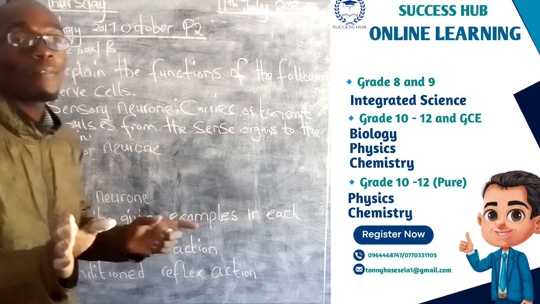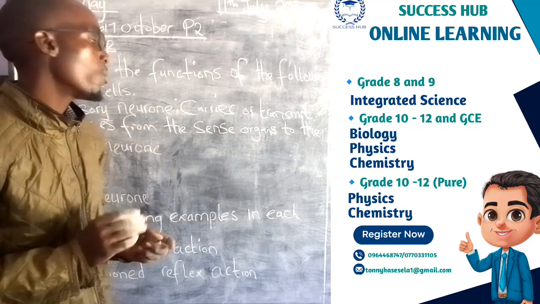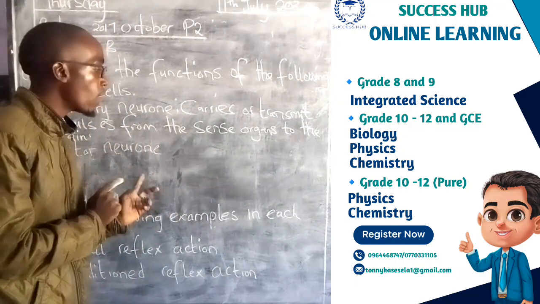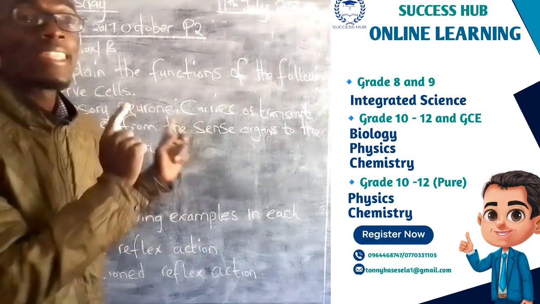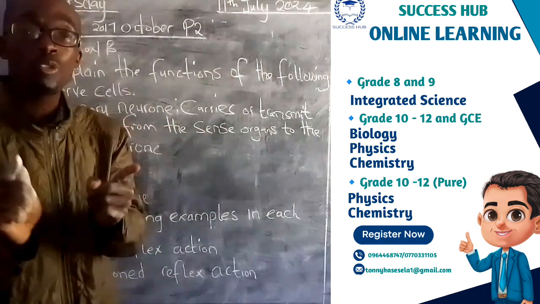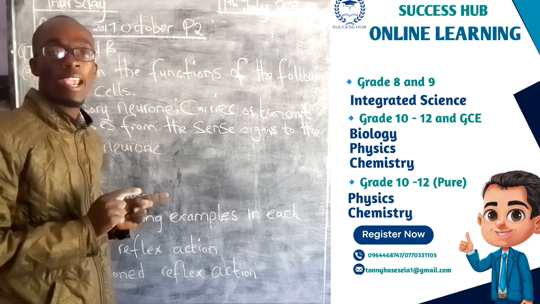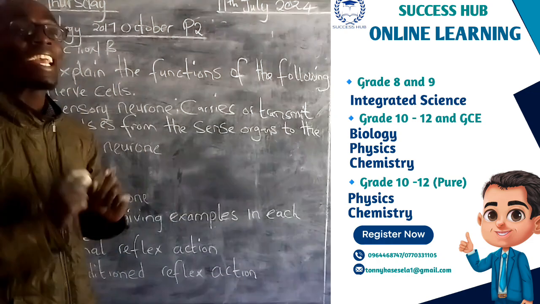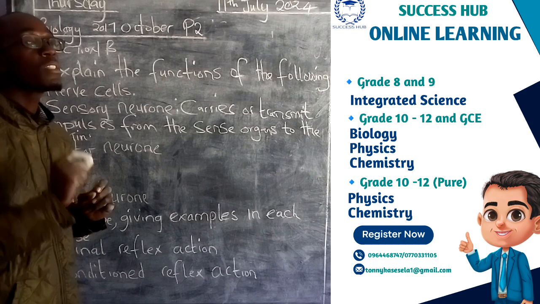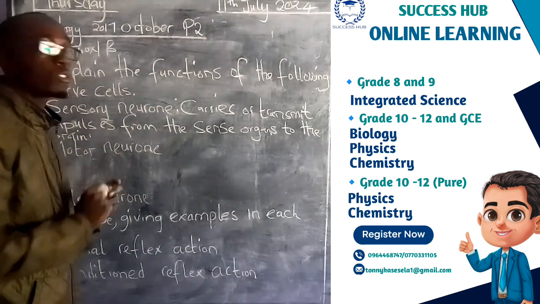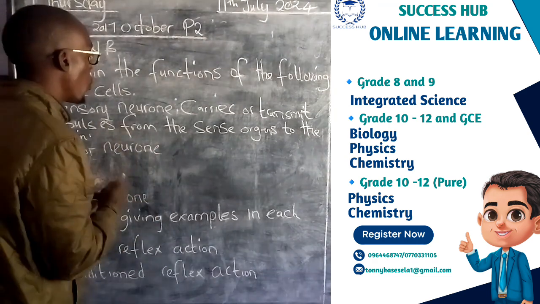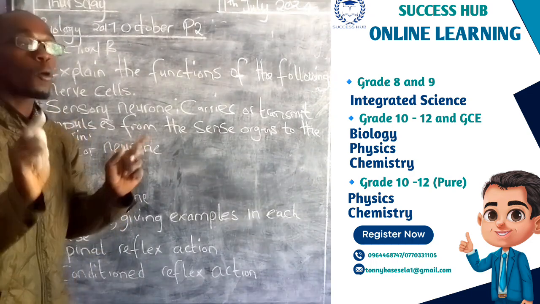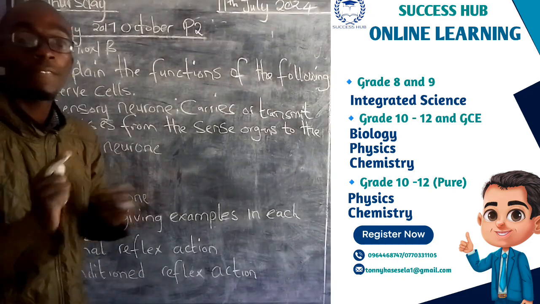Number two, we have the motor neuron. Now, remember, for the sensory neuron, the messages move from the sense organs to the brain. What about the motor neuron? The motor neuron is the one now which transmits the messages or impulses from the brain to the effector or muscles, okay? From the brain to the effector.